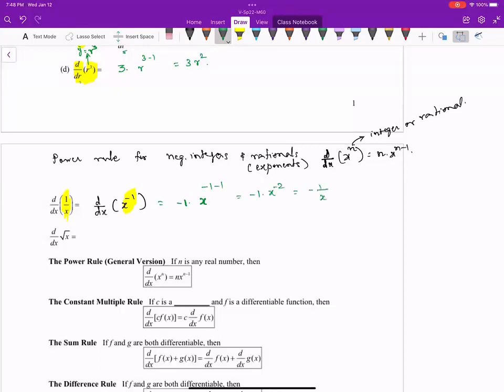The other way of writing it is negative 1 times x to the negative 2, which can be written as 1 over x to the positive 2. So the derivative of 1 over x is negative 1 over x squared. We will be using this often. It is even worthwhile memorizing that as a formula.